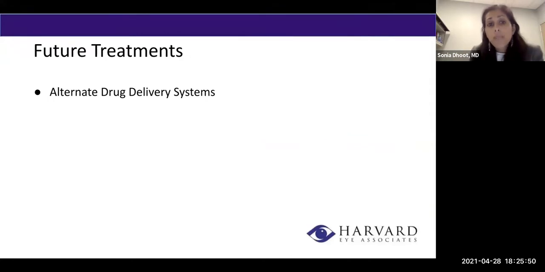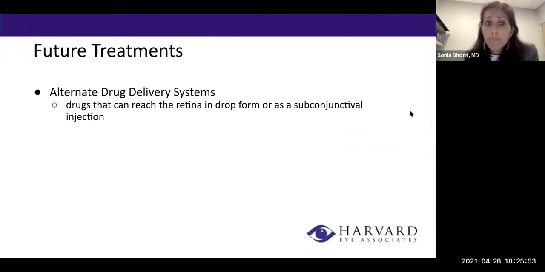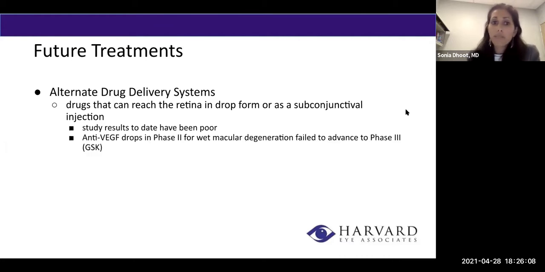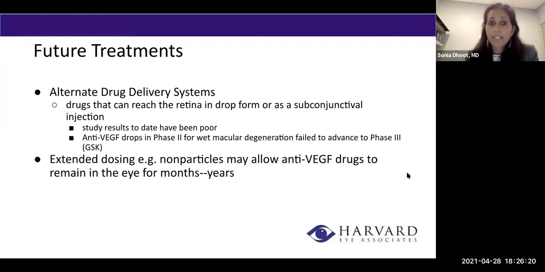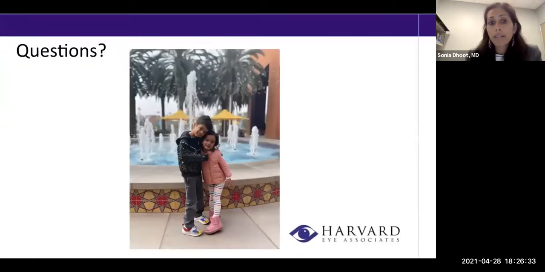There are some future treatments that are being looked at, like alternate drug delivery systems. Maybe we can inject on the white part of the eye instead of into the eye, or maybe give drops, which haven't really proven to reach the back of the eye as we'd like, but certainly we're still investigating. Unfortunately, the studies so far have been poor. There were anti-VEGF drops for wet macular degeneration being evaluated, but they didn't even advance to phase 3 because they weren't shown to have any efficacy. And then maybe extended dosing, with particles that may allow the anti-VEGF drugs to stay in the eye for longer, and other steroid or steroid-like implants.